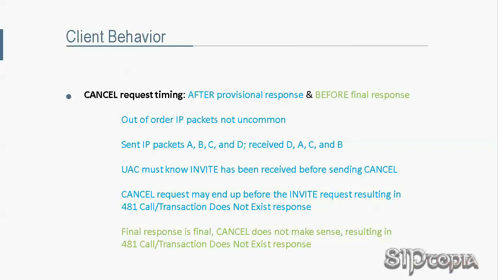Now let's say we have a cancel request ready to be sent out and discuss when. Well, the short answer to the timing question is after a provisional response and before a final response. Going back to the logical conclusions, in an IP world, it is not uncommon to send IP packets ABCD in that order and receive a completely different order of packets like DACB on the other end. Therefore, user agent client must know that the invite has been received before sending a cancel request to cancel it.